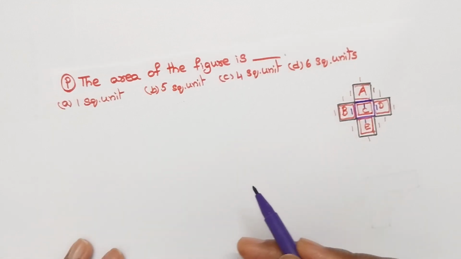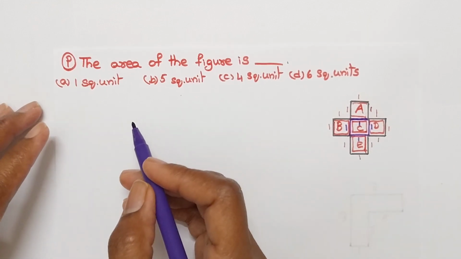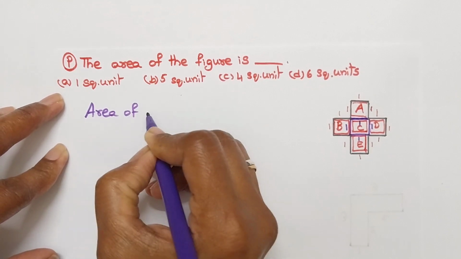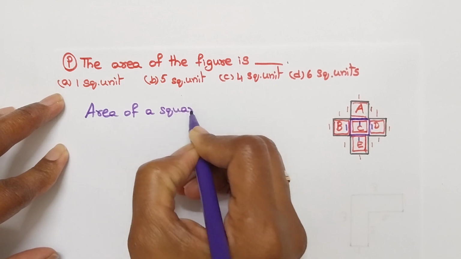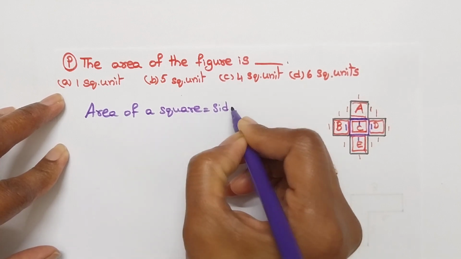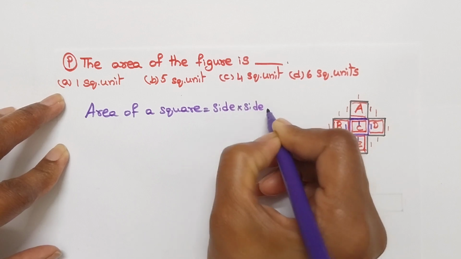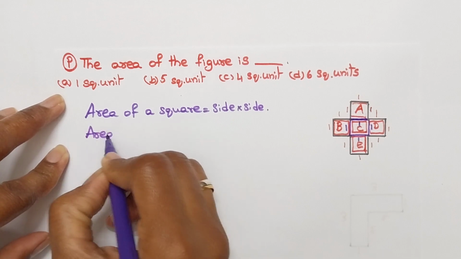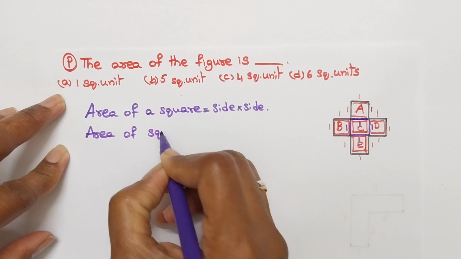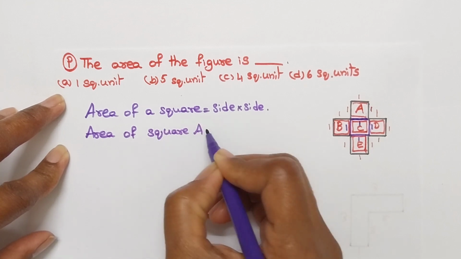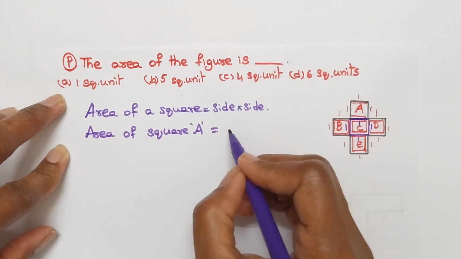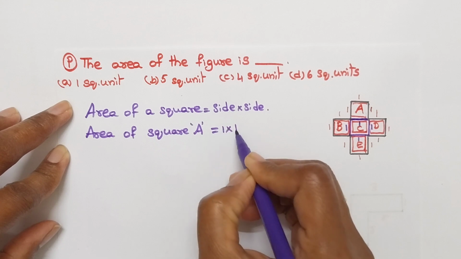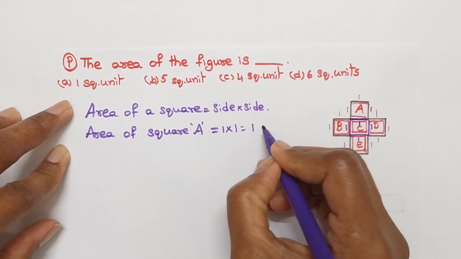First I write the formula. Area of a square equals side into side. So first I take the box A. Area of square A. Here all sides are 1, 1, 1. So 1 into 1, that equals 1 square unit.